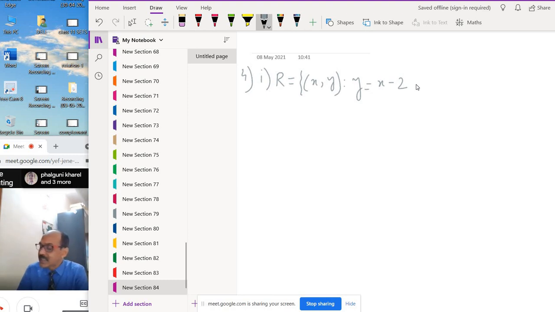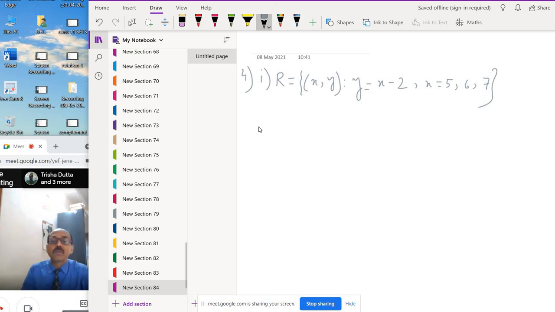And what is x? X is 5, 6, 7. It is given in the diagram. So x equal to 5, 6, 7. So this is the relation in set builder form: x comma y in ordered pair, and y equal to x minus 2. This is the condition you are maintaining, and x is 5, 6, 7. Okay.